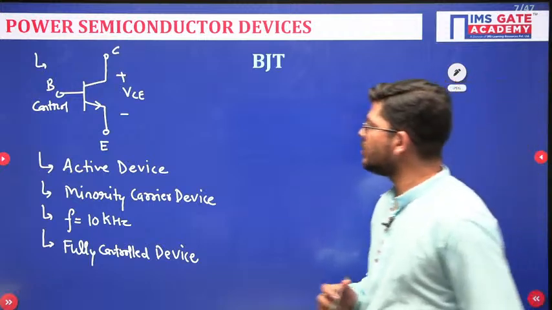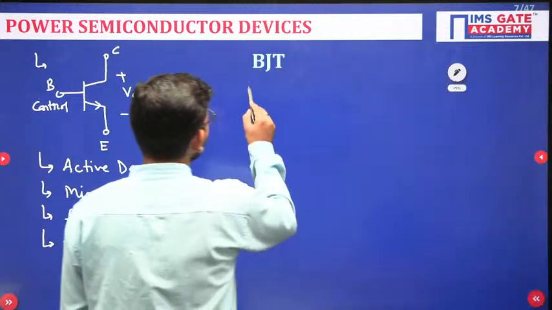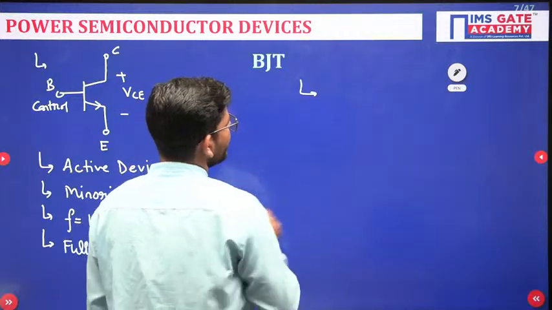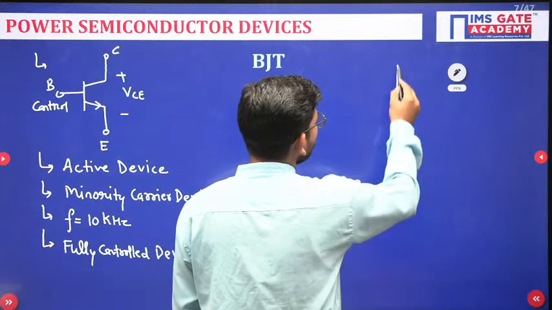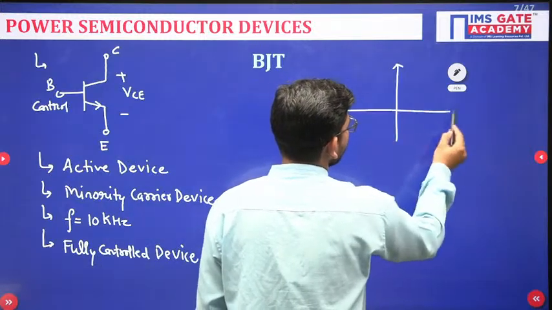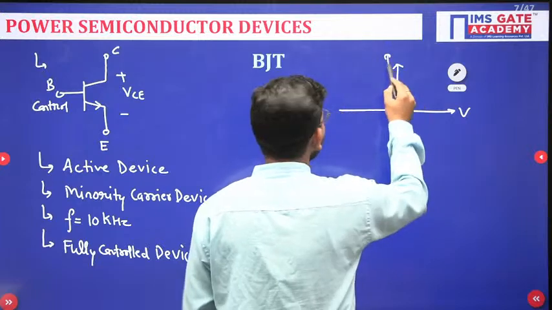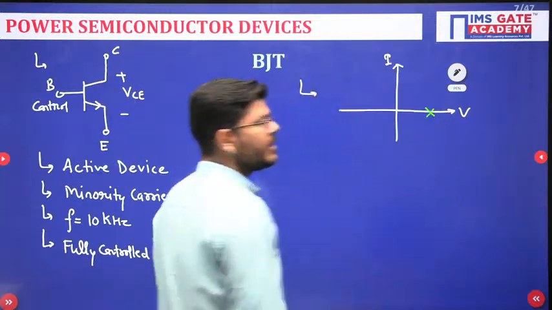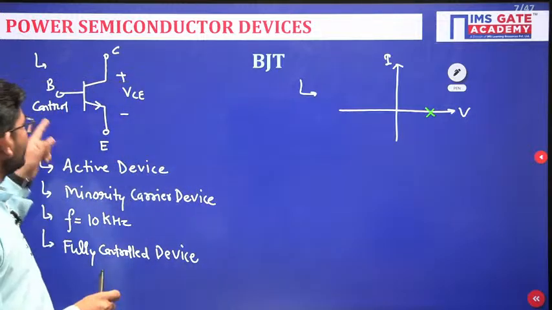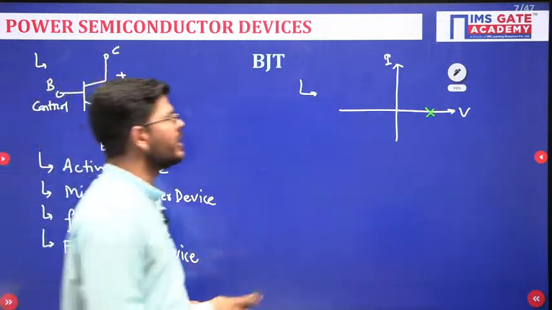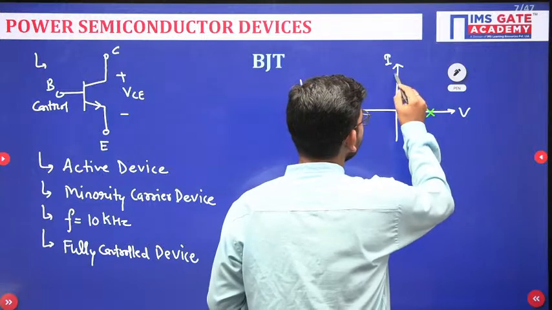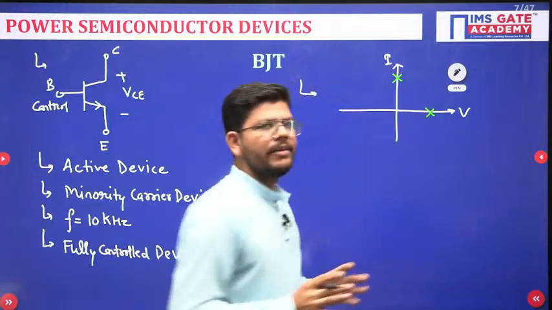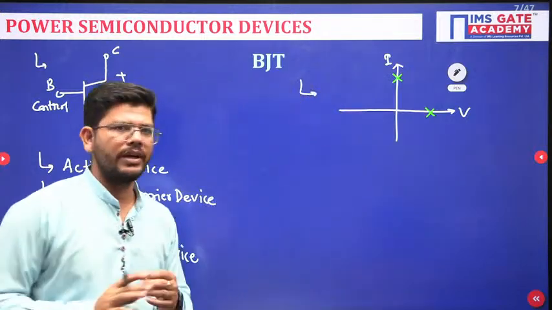Now when it comes to the switch realization, how will the BJT be realized? If you want to realize a BJT, we will always apply a positive voltage VC, so it will be blocking the positive voltage, and when you give the control signal, which is the base signal, it will carry current in the positive direction like this. So it will give you a switch realization in the first quadrant.